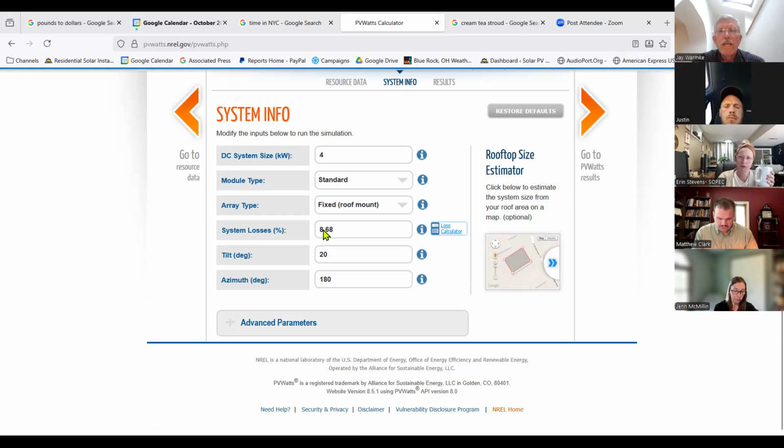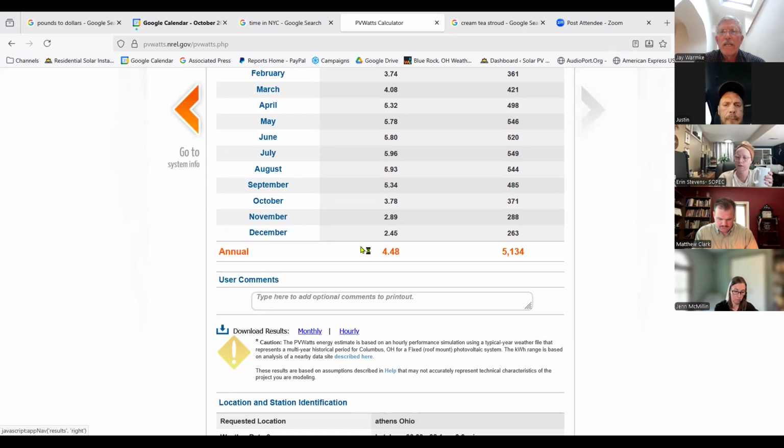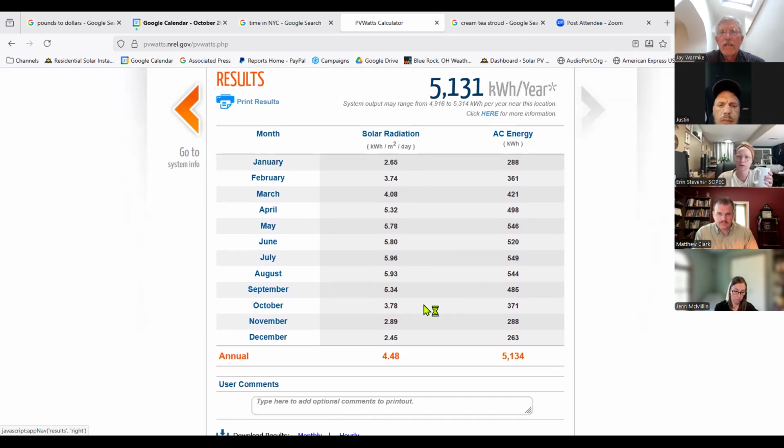Okay, so those are some of the things. I'll show you that if it's a tilt of 20 and 180, now we go in here and it's going to tell me the amount of sunlight. Notice here, it's telling me the hours of insolation. It says in Athens, Ohio, on average, with those parameters, you're getting 4.48 hours of insolation.